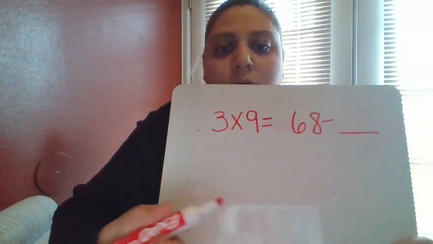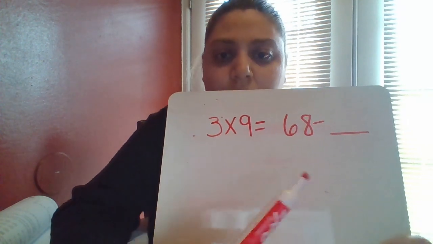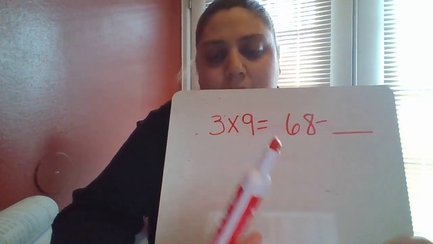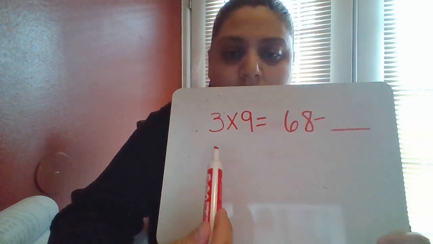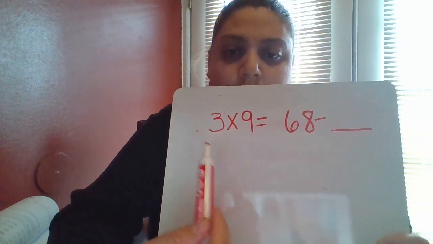For example, we can solve 3 times 9. Obviously, we can't solve 68 minus what? That makes no sense for us to start here, right? So we start with the numbers that are given to us. So 3 times 9 would equal what? If you said 27, you're right. Okay, so 3 times 9 equals 27.